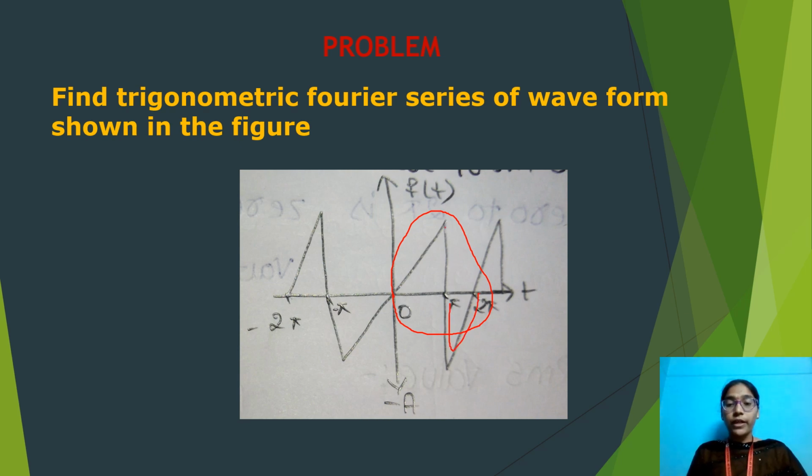So first we have to find the slope of the line. The slope formula is y2 minus y1 by x2 minus x1. This point is known as a. So y2 equals a and y1 equals 0, x2 equals pi and x1 equals 0. By this we can solve: y equals a by pi into t.